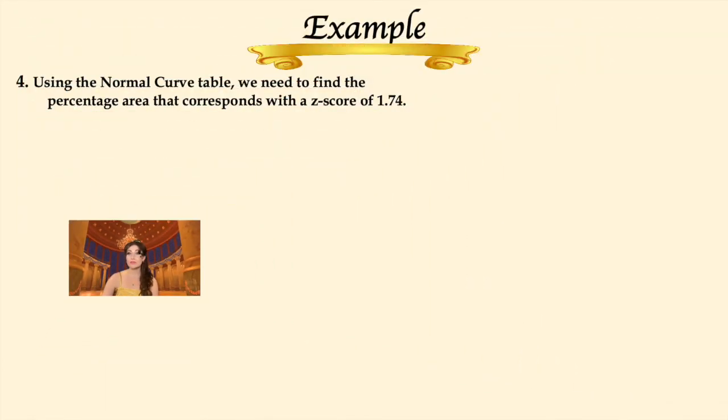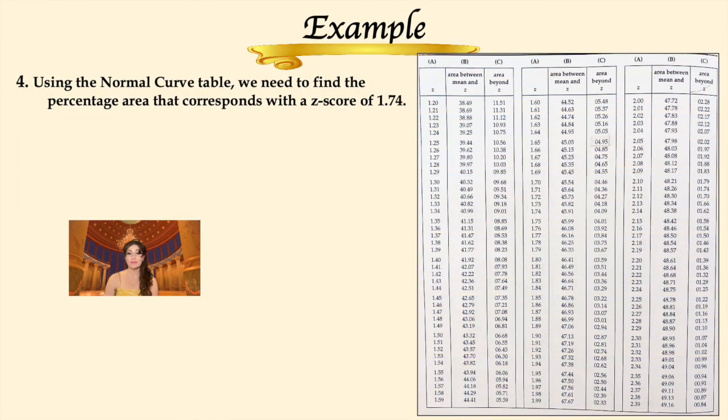Now, using the normal curve table, we need to find the percentage area that corresponds to a z-score of 1.74. Remember, the question was, how many people were at least 75 inches tall. So that could refer to people who are 75, 76, 77, etc. It refers to people who are 75 inches tall and taller, but it does not refer to people 75 inches or shorter. So we know that our z-score is 1.74.